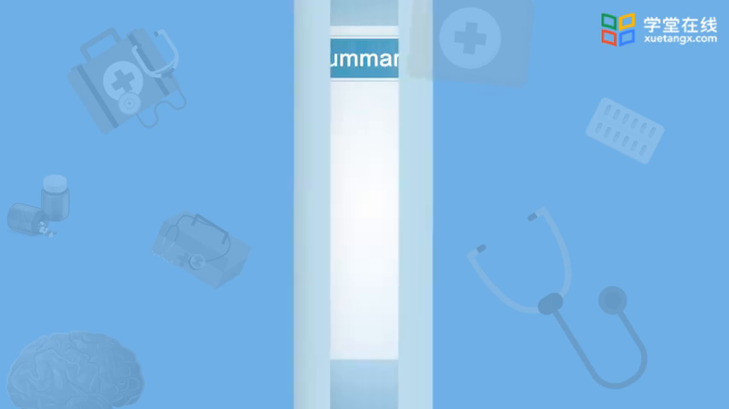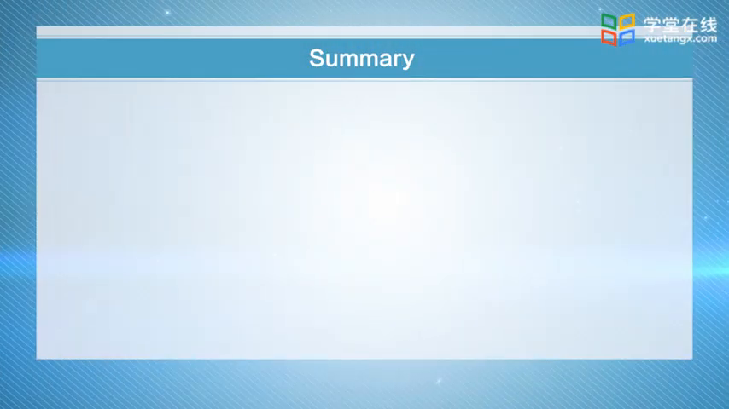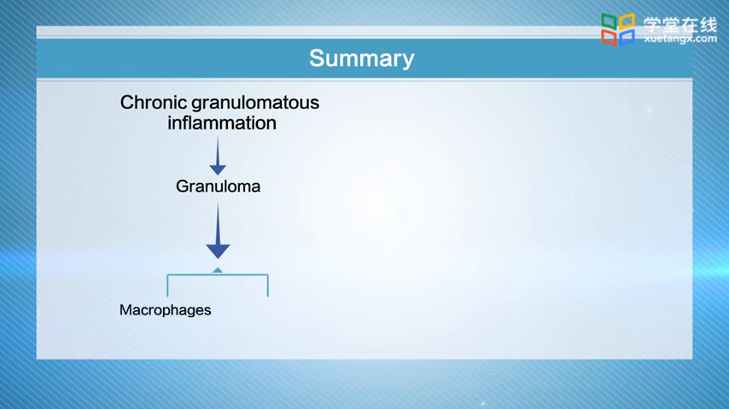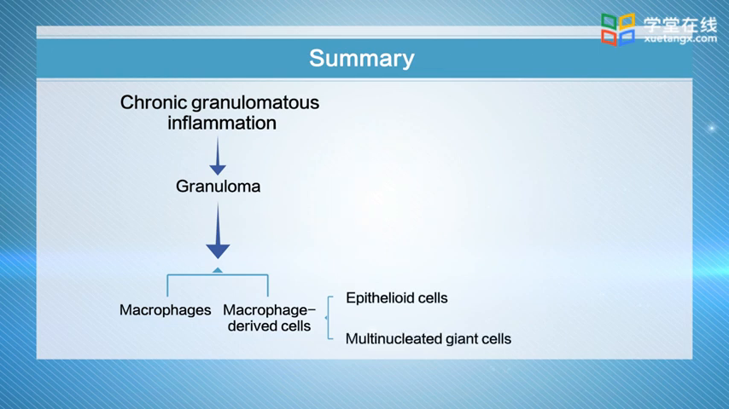Now it's time for a summary. Chronic granulomatous inflammation is chronic inflammation characterized by the formation of granulomas. Granuloma is a nodular collection of macrophages and macrophage-derived cells, including epithelioid cells and multinucleated giant cells, surrounded by a rim of lymphocytes and fibroblasts.